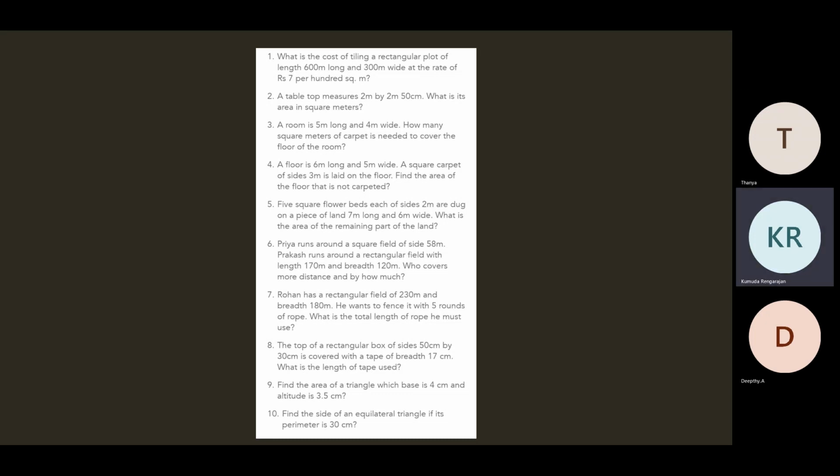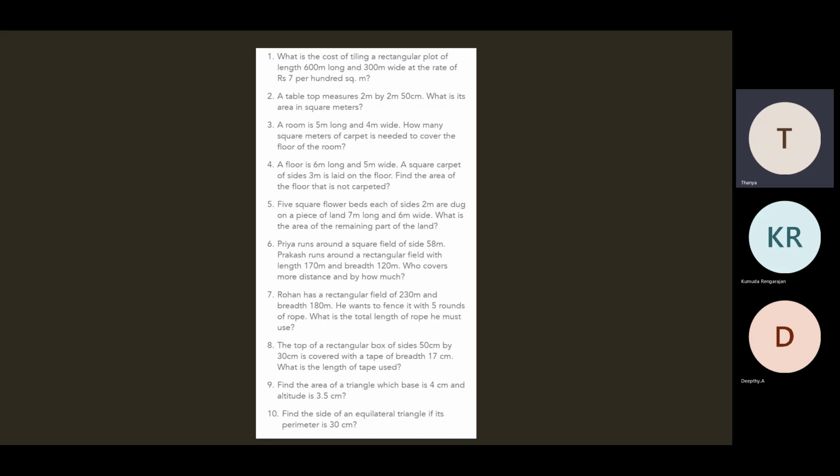So 5 square flower beds. So say a garden. Flower bed meaning an area of the garden where you... Ma'am, once again. Ma'am, you didn't teach us the fourth question, ma'am.